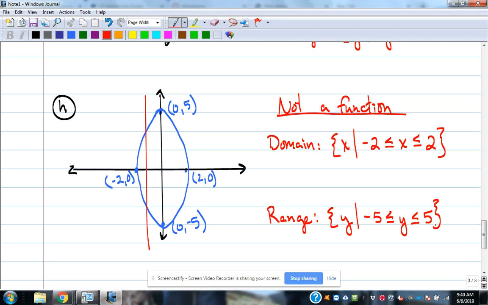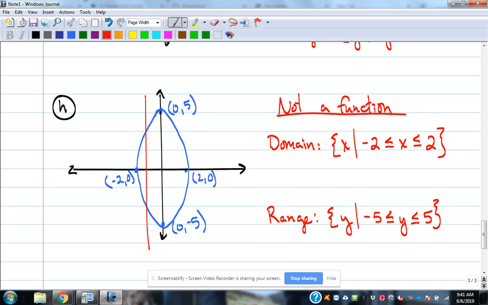Remember, it's not a function because it failed the vertical line test, but it is a relation. It still has a domain and a range. So as you're looking at graphs, remember, read it left to right for domain, read it bottom to top for range, and I think that'll help you be able to decipher the domain and the ranges of those.